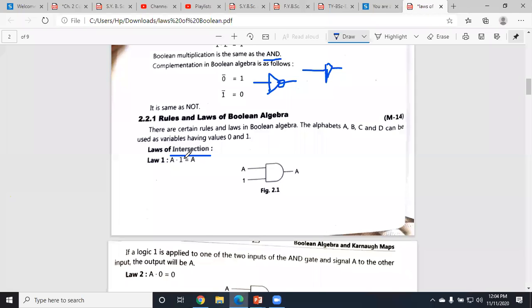So what we have to do, intersection law everyone is aware of, but we have to implement it by using our logic gate. It's just a different thing, right? Now see, the first law is the law of intersection. What is the law of intersection?